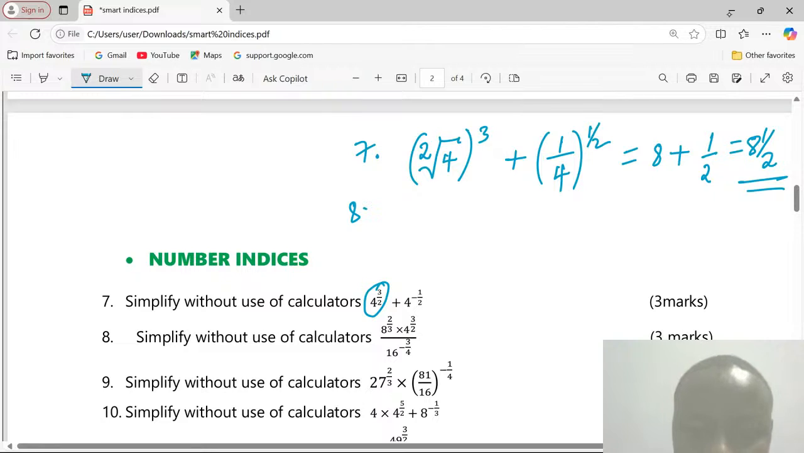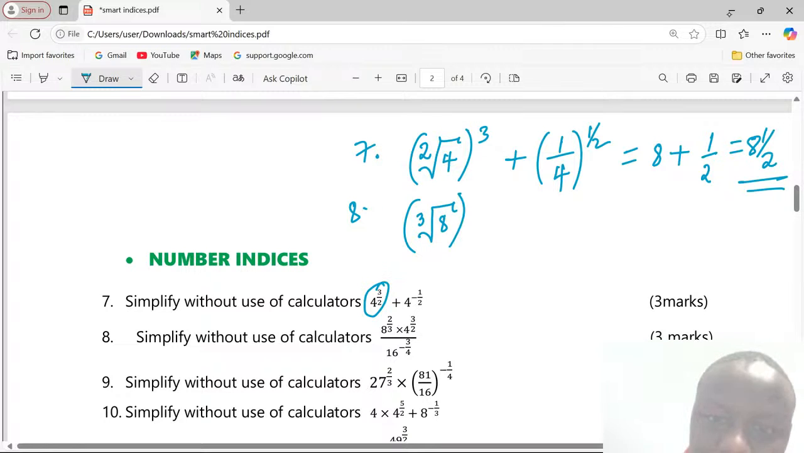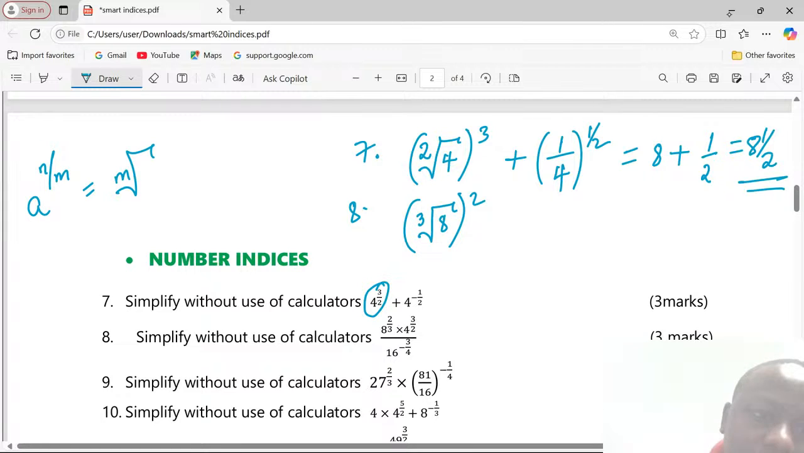In the first term, because the powers are fractions, we begin by taking the third root of 8. Then after that, we have to raise it to power 2. Remember we said a power n over m: we take the m root of a, then everything is raised to n.